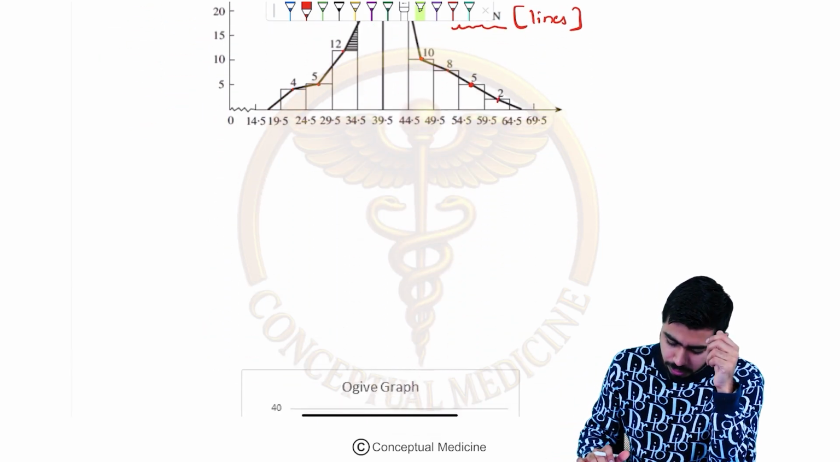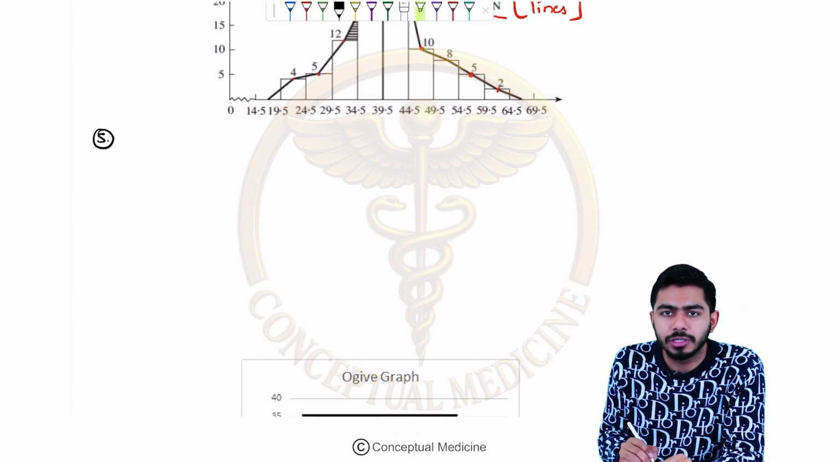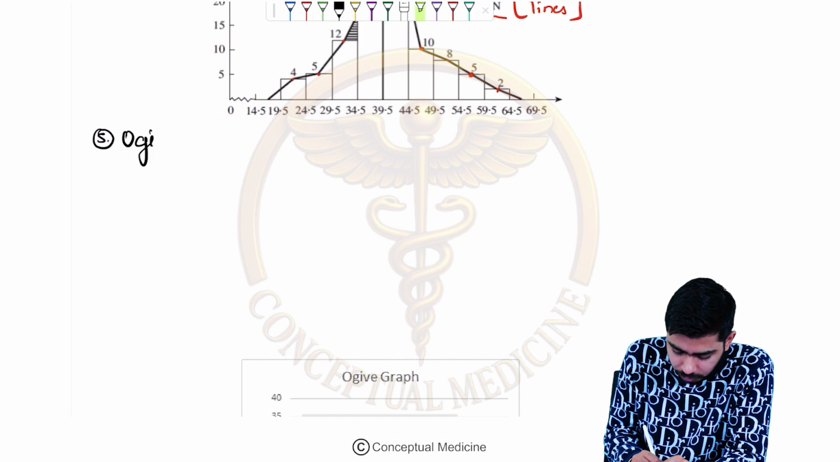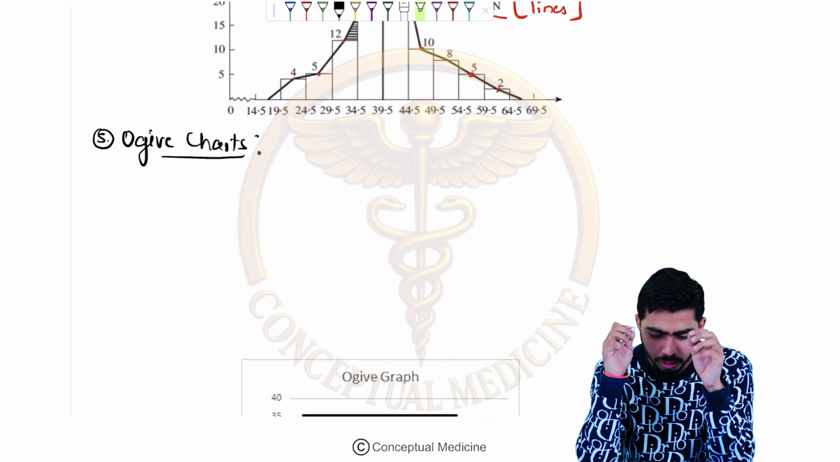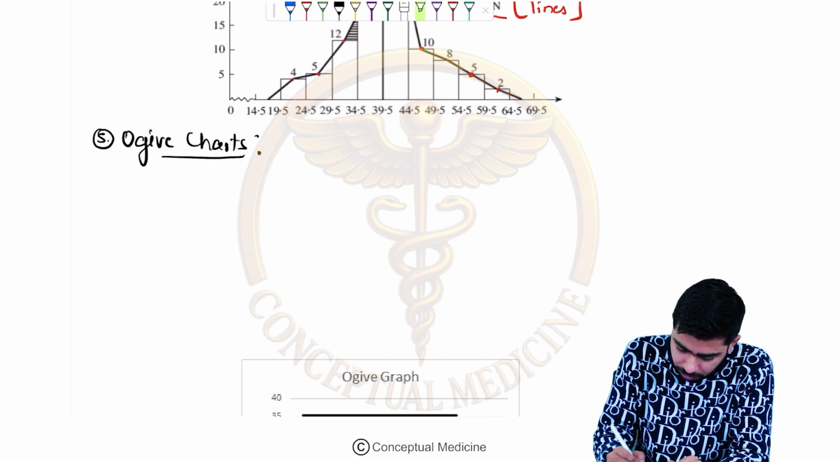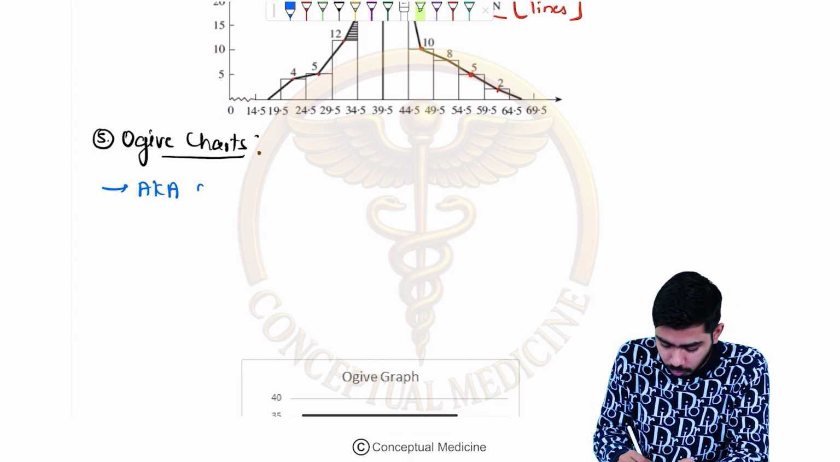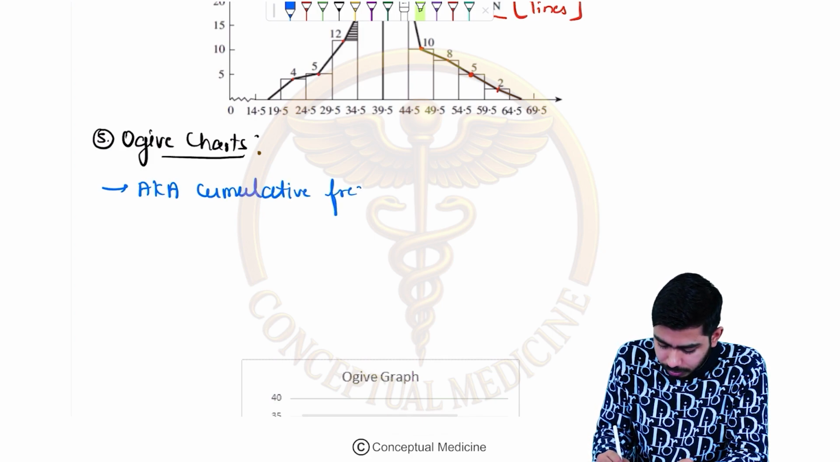Now I'm moving on to the fifth one for our discussion, that is the Ogive charts. What are Ogive charts? Basically they are also known as the cumulative frequency diagram.